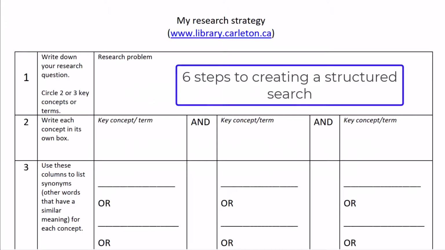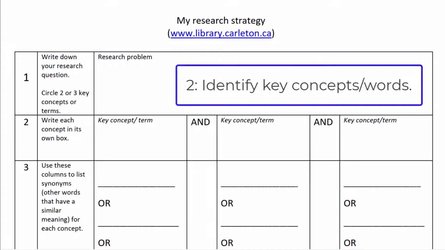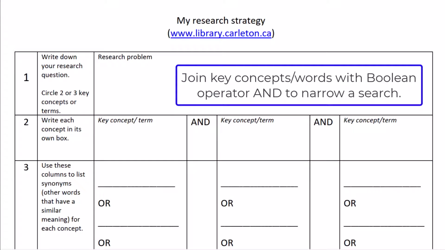Here are 6 steps to creating a structured search. We will use the My Research Strategy handout to walk through these steps. 1. Articulate your research problem, that is the topic in which you're interested. 2. Identify the key concepts in your research problem. These are the keywords to use for your search. Now, join your key concepts with the Boolean operator AND. AND joins these concepts and narrows your search to just those results in which these keywords appear.